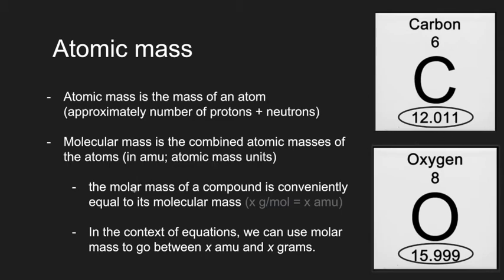And the molar mass of a compound is conveniently equal to its molecular mass, which is pretty important. You might want to memorize this. So x grams per mole is equal to x AMU. And so because of this property, in the context of equations, we can use molar mass to go between x AMU and x grams.